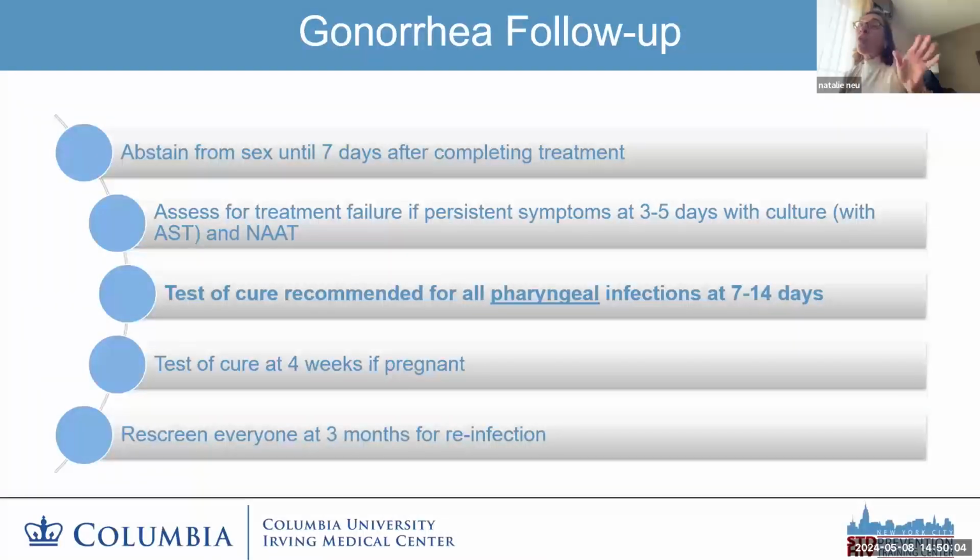So you heard about the 5 Ps, you know what you're doing for testing. The next step that you have to know what to do and you need to have it down is how to do the follow-up. You need to tell them, abstain from sex for 7 days. If you still have symptoms, please come back in because we need to know if you have a resistant infection.